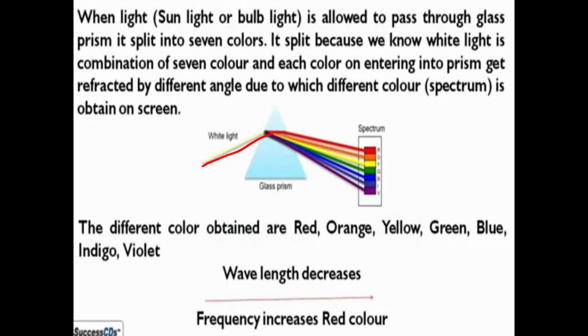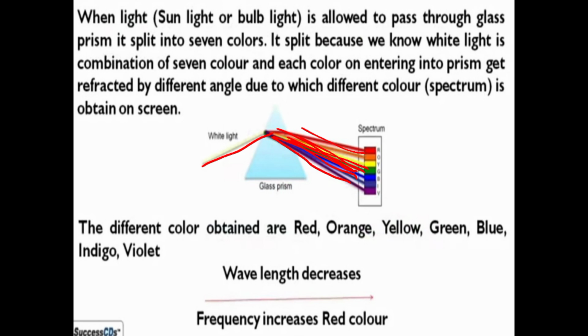So when each color enters the prism, it gets refracted by different angles. See, here we can see that these are refracting at different angles, and due to which different colors, that is the spectrum, are obtained. Due to this only, different colors are obtained on the screen. If they refracted at only one angle, then we would get only one type of color. But here they are refracting at different angles, and due to this only we are getting different colors on a screen.